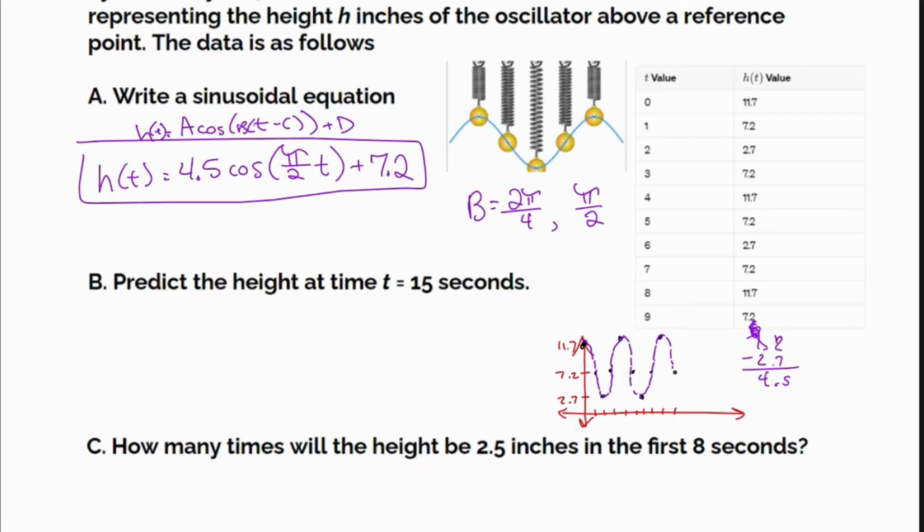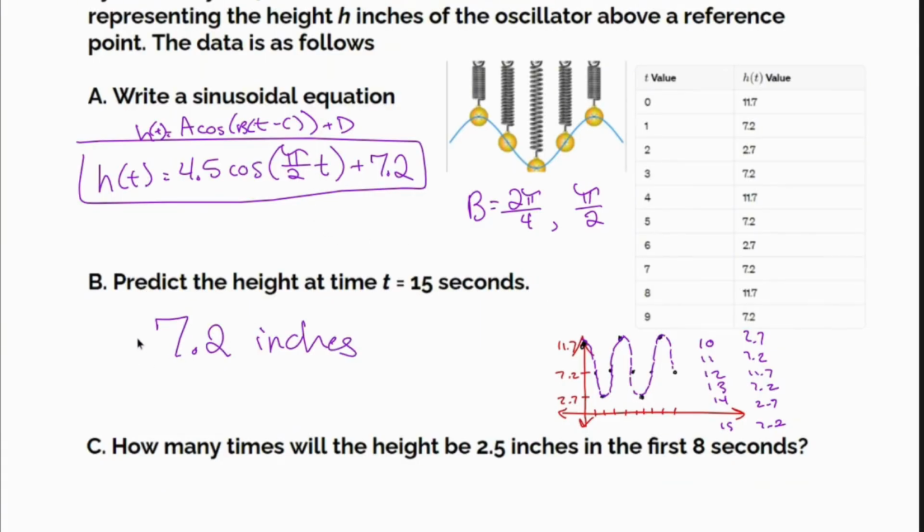Predict the height at t equals 15 seconds. Now, I don't want to plug this into my calculator because that'll be a mess. Let's just use logic. 9 is 7.2, which means 10 will be the bottom, so 2.7. 11 will be 7.2. 12 will be 11.7. 13 will be 7.2. 14 will be 2.7. 15 will be 7.2. So 7.2 inches.